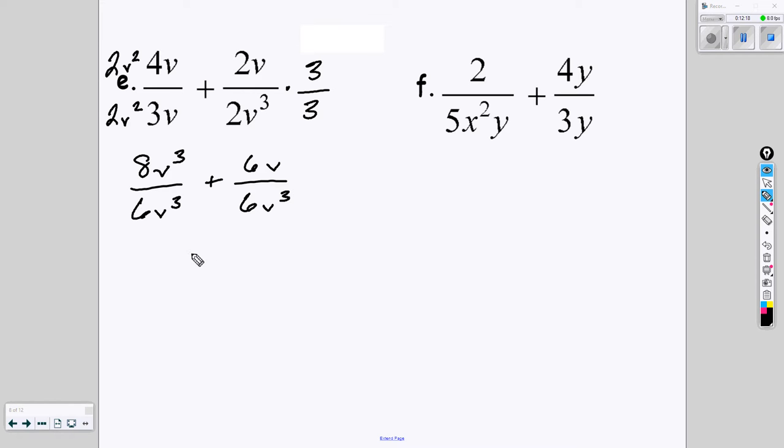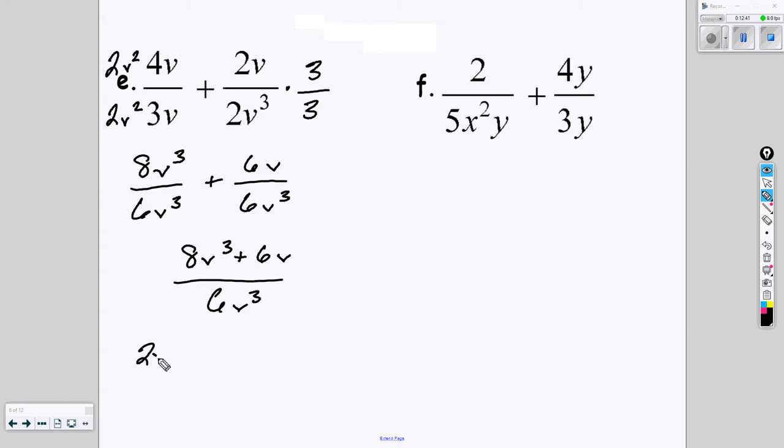All right, now we can combine these. We have 8v cubed plus 6v, all on 6v cubed. Now notice that we do have common factors amongst the numerator and denominator. 8, 6, and 6, those all have common factors of 2. All right, v cubed, v, and v cubed have common factors of v.